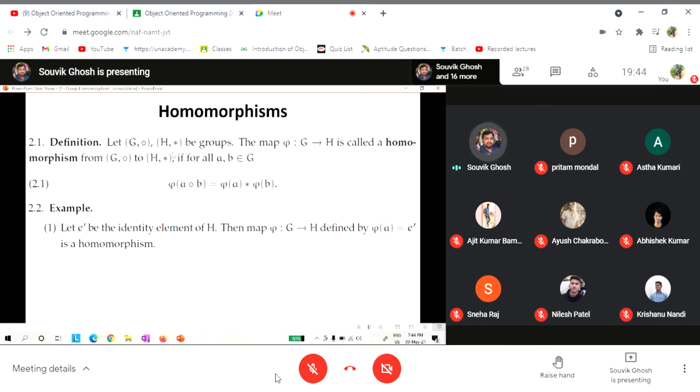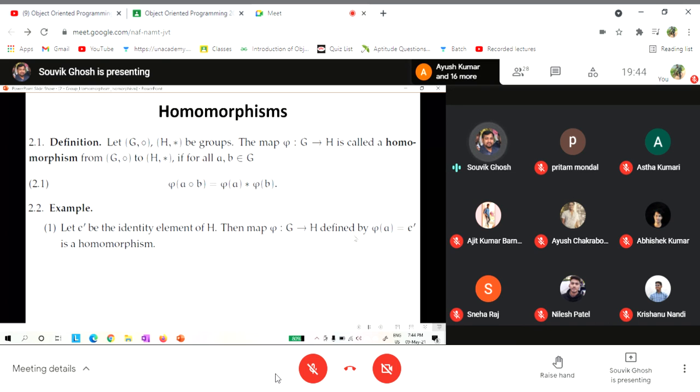So let us take some example. What we have with us is E dash, the identity element of H. That is, H is a group with some operation given to us, and this E dash is the identity element of H, and we have a map. The map is given as phi from G to H, that is, this phi defines a map from set G to set H.